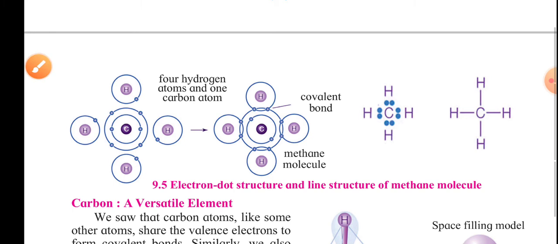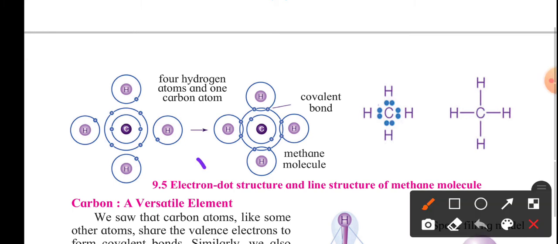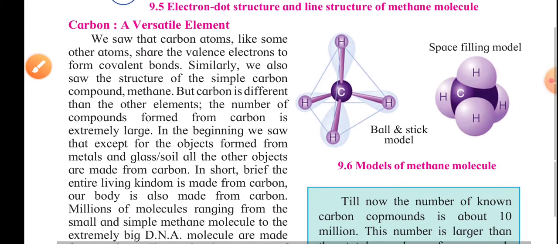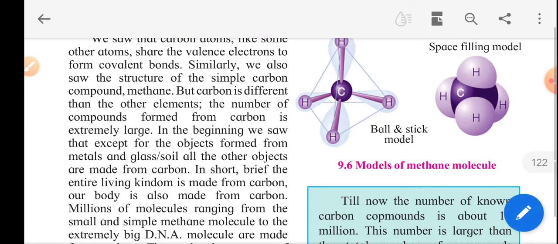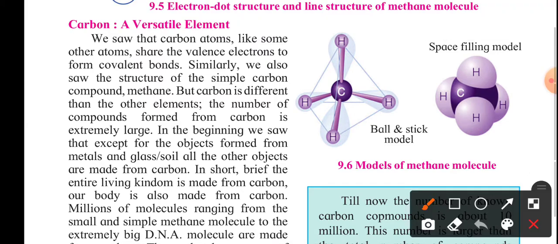So that gives the structure of methane. This is called the electron dot structure. This is called the line structure of the methane molecule. The next thing to study is carbon and why it is called the versatile element. Here they have shown models of methane: you can see the ball and stick model, and this is the space filling model.